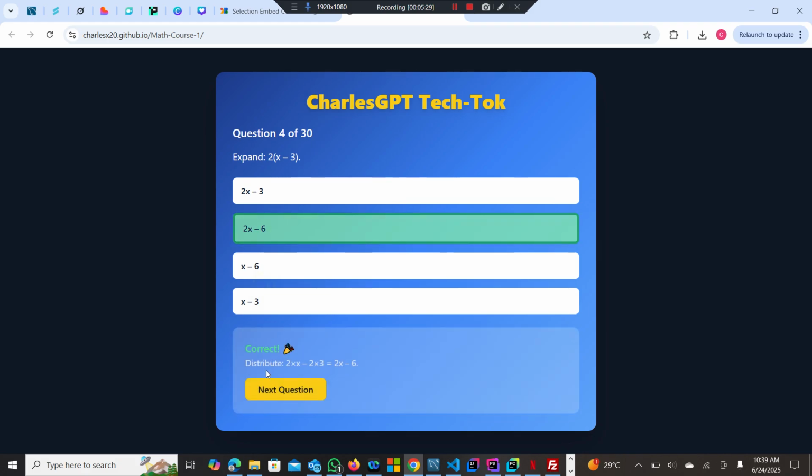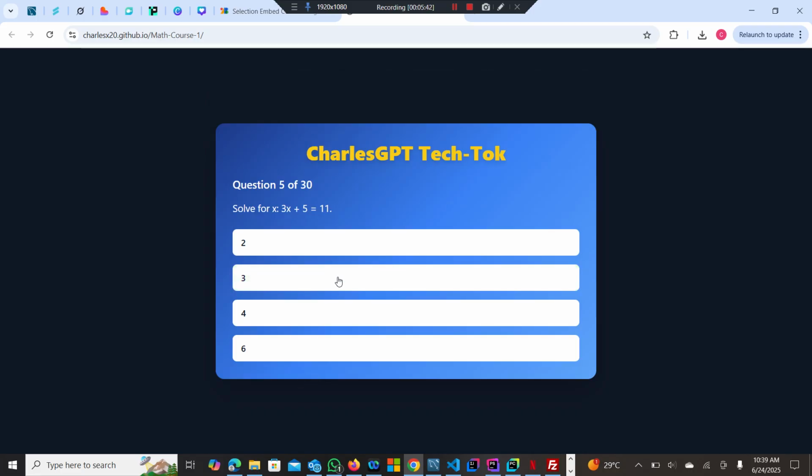So it gives you the solution. You see, distribute 2 times x minus 2 times 3. So this is the distributive property, and it will give you 2x minus 6. For the next question, we have solve for x, 3x plus 5 equals 11.